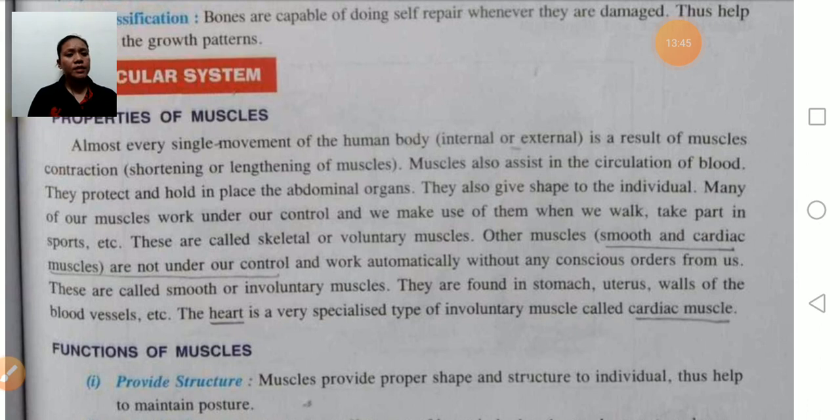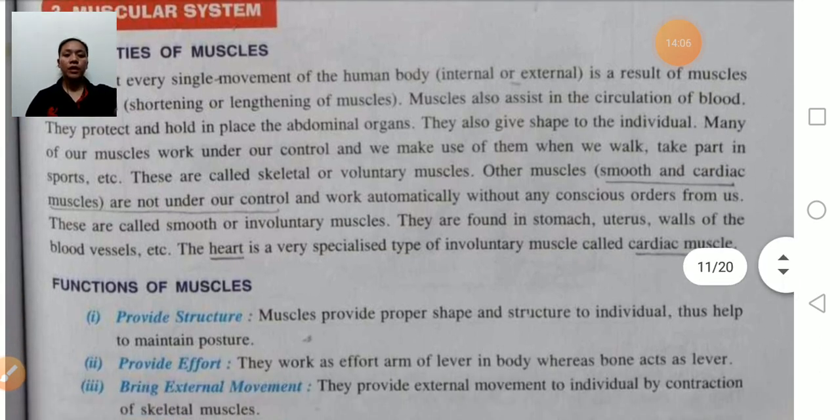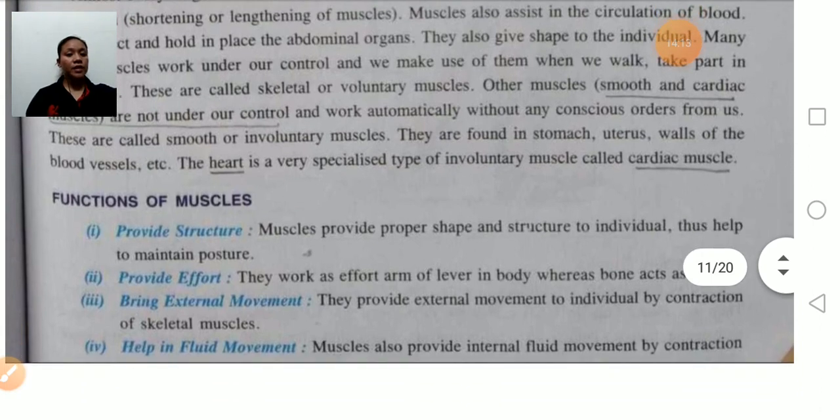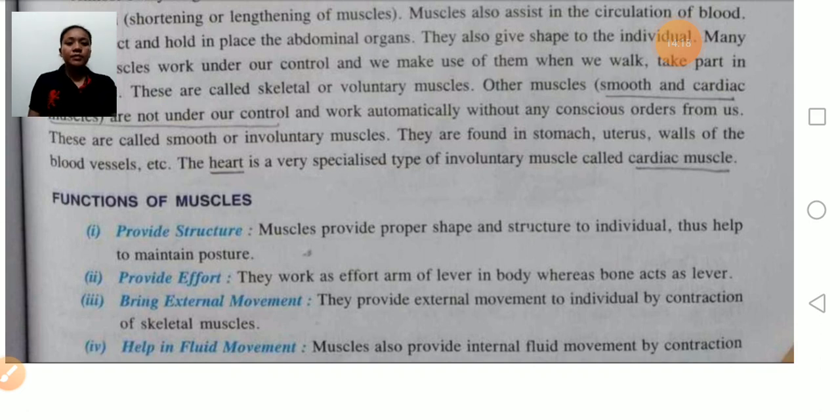Other muscles like smooth muscles, cardiac muscles, etc. are not under our control. They work automatically without any consciousness. We don't have control over them. These are called smooth or involuntary muscles. They are found in the stomach, uterus, wall of the blood vessels, etc. And the heart is a very specialized type of involuntary muscle called cardiac muscle. Cardiac muscle is only found in the heart.